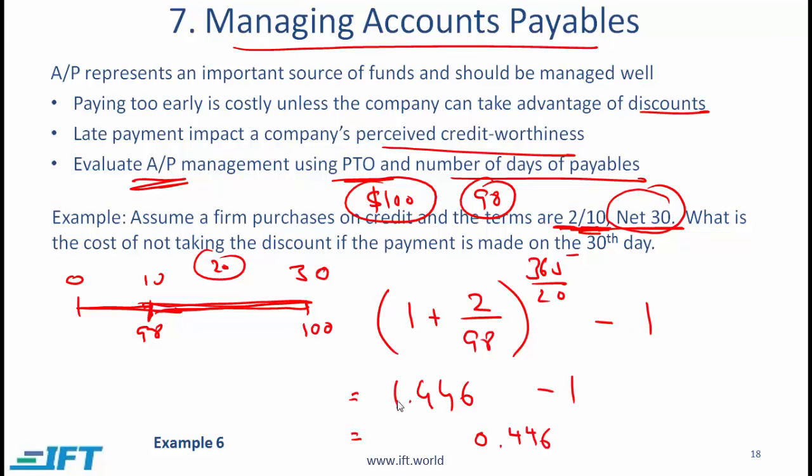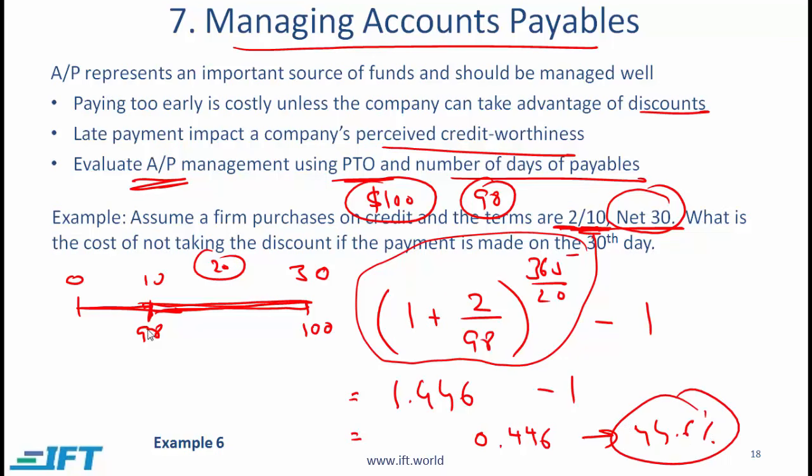When you do the calculation, you should get 1.446, that is this number, minus 1, which is 0.446, or approximately 44.6%. In other words, the cost of not paying within 10 days, or not paying on day 10 and not availing the trade discount, is 44.6%. This is a very high cost, and clearly what you should be doing is paying on day 10 rather than paying on day 30. If you pay before day 30 but after day 10, then the rate will be even higher.